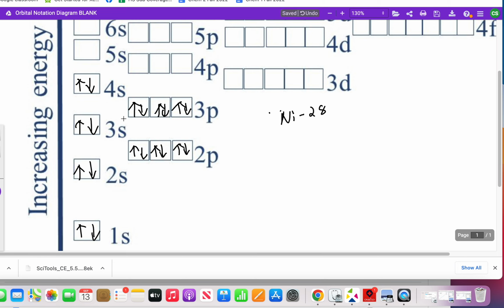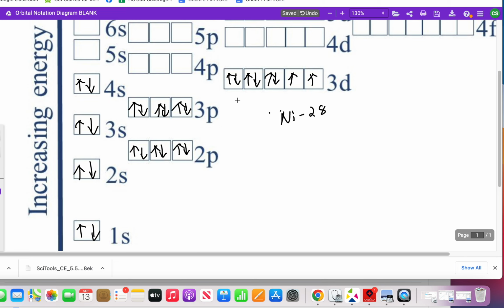Now, I'm at nickel, and I have 1, 2, 3, 4, 5, 6, 7. I've got 8 more to go with nickel if I counted right. Because I've got to put 28 in, so let's see here, 12, 14, 16, 18, 20. So I've got 8 more to go. Here we go. 1, 2, 3, 4, 5. Now, see how I put them in following Hund's rule? They all have the same spin. But now I've got 3 more to go. 6, 7, 8. I hope I counted right. Yep, I think I did.